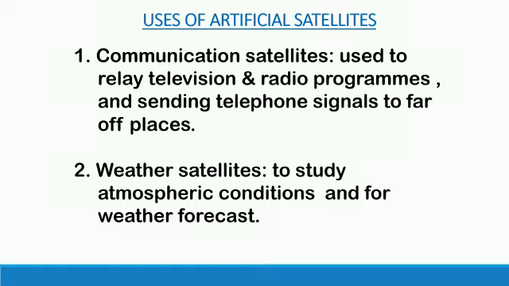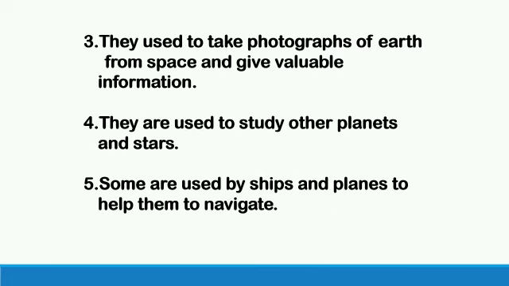Uses of artificial satellites. Satellites have been put into orbit around the Earth by rockets. Communication satellites are used for communication, like relaying television and radio programs. At the same time, they are used for sending telephone signals to far off places. Then weather satellites are used to study atmospheric conditions from above and to forecast weather.